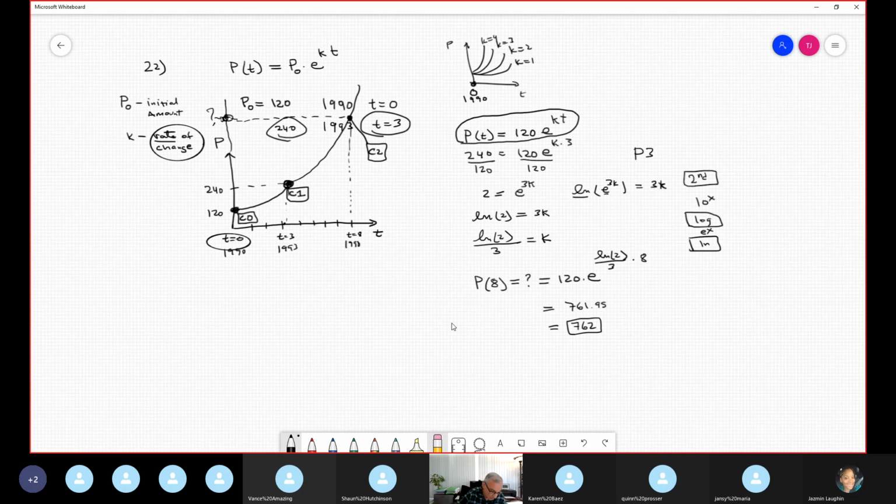Okay, let's do one more. 22, 23. 23 is similar.